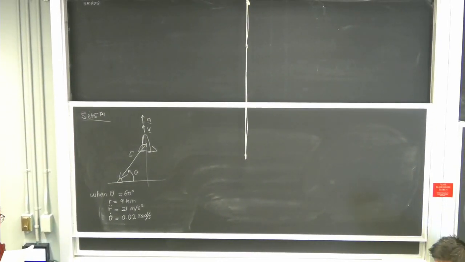So when theta is 60 degrees, we have r is 9 kilometers, r double dot is 21 meters per second squared, and theta dot is 0.02 radians per second. Okay, so these are the measurements from the radar. When theta is 60 degrees, I have the values for r, r double dot, and theta dot. And I need to calculate the magnitudes of the velocity and acceleration of the rocket at this position.